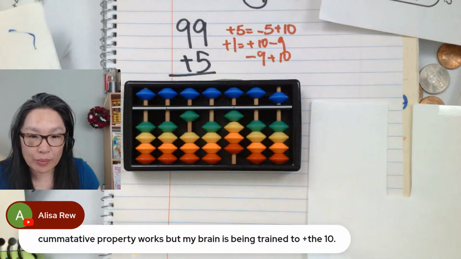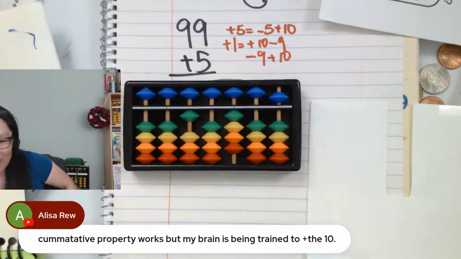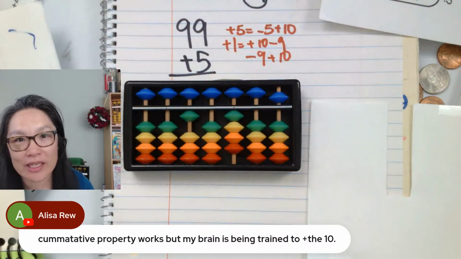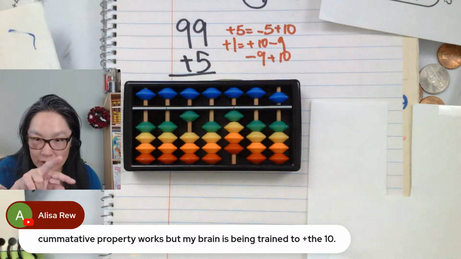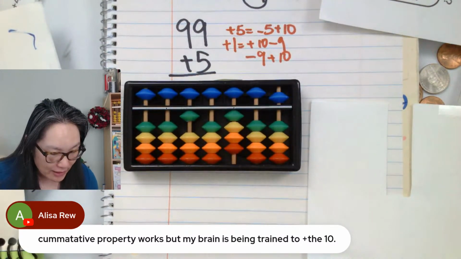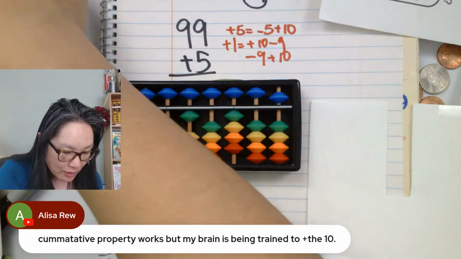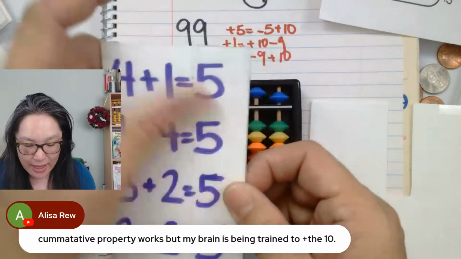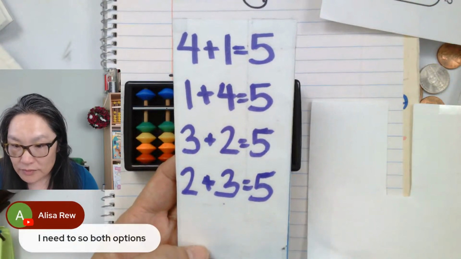Cumulative property works, but my brain is... yeah, you know what? You're absolutely right. I understand that because I felt the same way, and my brother and I were talking about it, and he got really mad. He's like, "Why are we teaching it this way?" And then I started going through this whole mainstream math, and I started realizing we actually do it. We just need to be more flexible. So we don't have to say plus the 10 minus the 9. We should say minus the 9 plus the 10 and be more regular about it. So yeah, exactly.